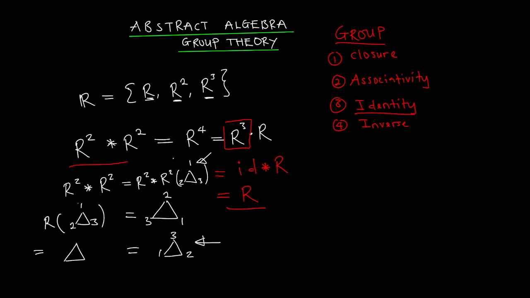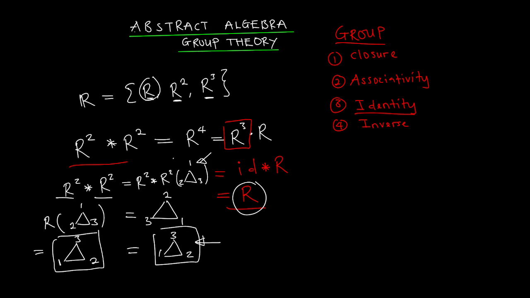So take this 1, move it down there. Take this 2, move it to the right. Take the 3, move it up there. Do they look the same? Yes, they look exactly the same. So that means r squared composed with r squared would give you r, and r is in the set. This property is satisfied, so it satisfies the closure property.